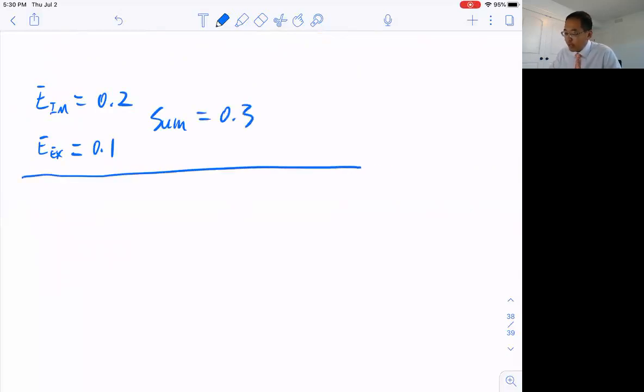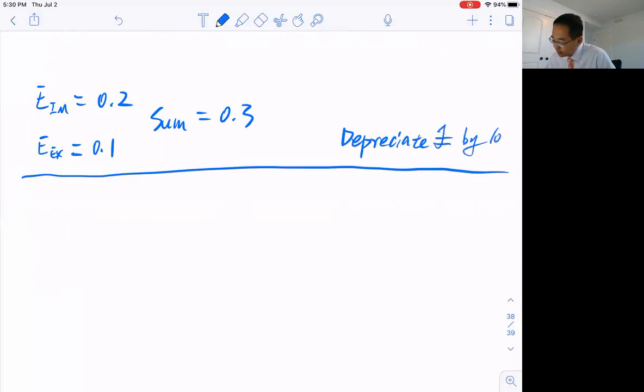So if that's the case, the sum obviously is only 0.3. So let's look at what happens here, right? Again, they depreciate the pound by 10%. So let's look at what happens to imports and exports.